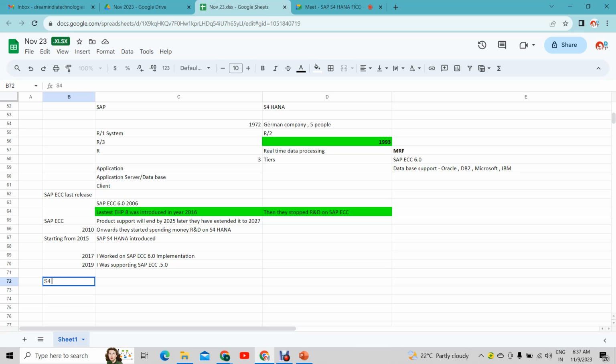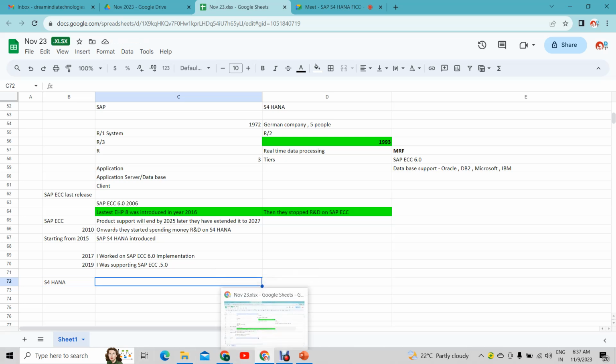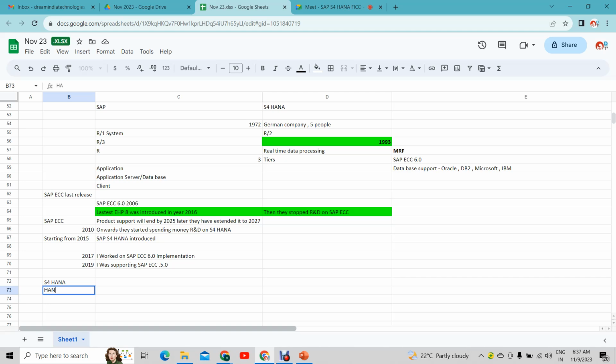What is the full form of S4? What is meant by S and what is meant by 4? HANA already, I think Prema told, HANA is an SAP-owned database, right? What is then S4? There is a name for S. A simple fourth generation business. Simplified. Okay. 4 means? Fourth generation.